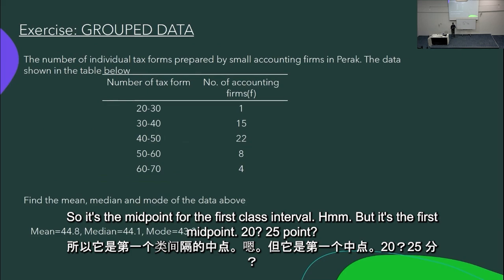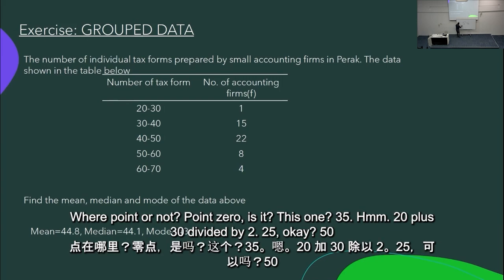So what is the midpoint for the first class interval? What is the first midpoint? 20? 25 point? Do we have a point or not? 0.0, is it? This one? 35.